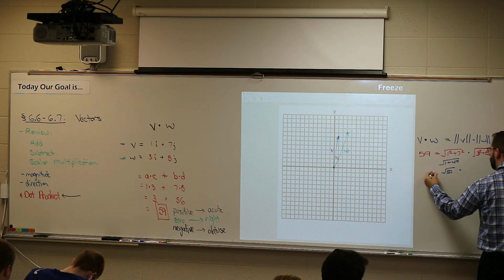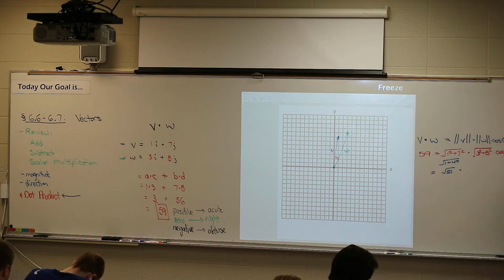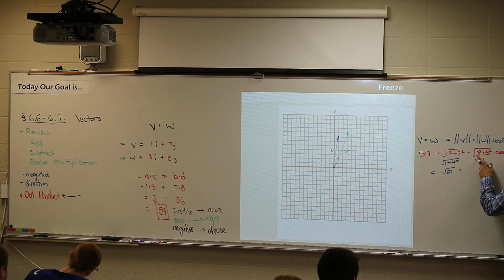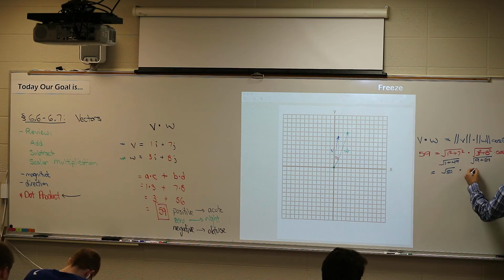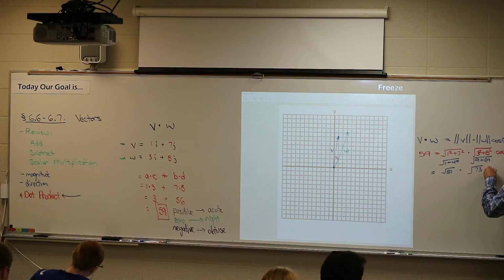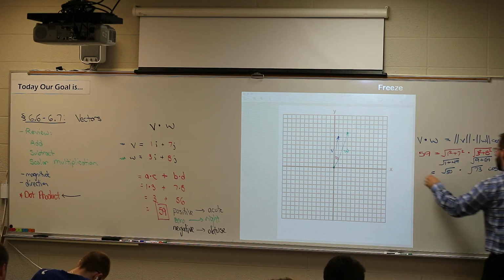That number, roughly, the square root of 50 is just above 7, 7.1 or something like that. Okay, 3 squared is 9 plus 8 squared is 64. When we add these together, we get 73. We're taking the square root of that. That number is just above the number 8, 8.5. Cosine of the angle in between. And on the other side, we have 59.